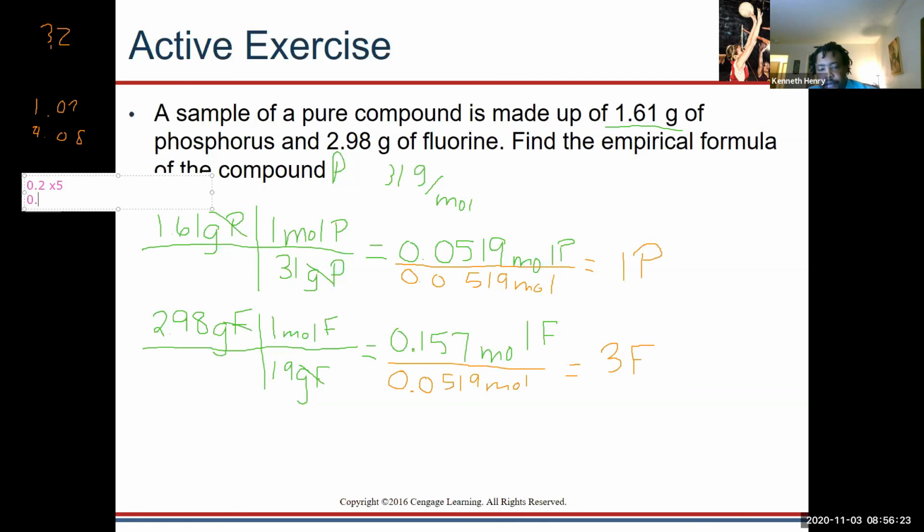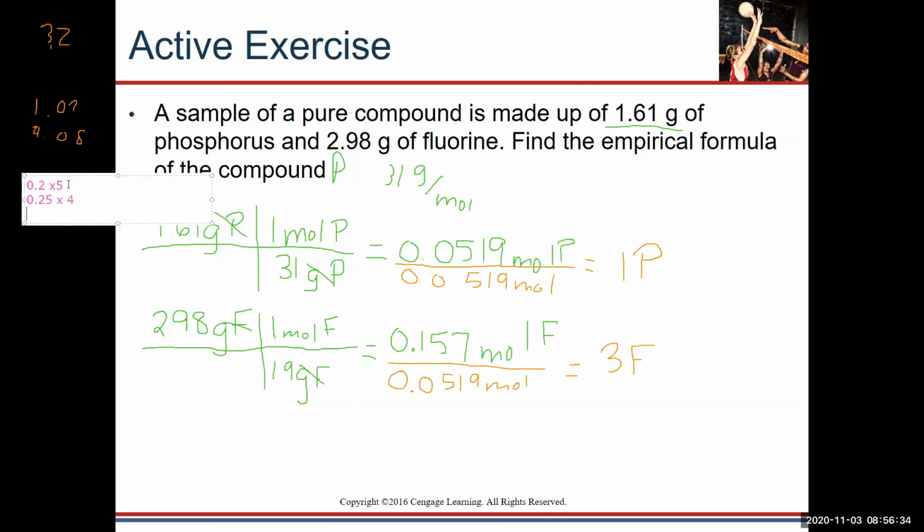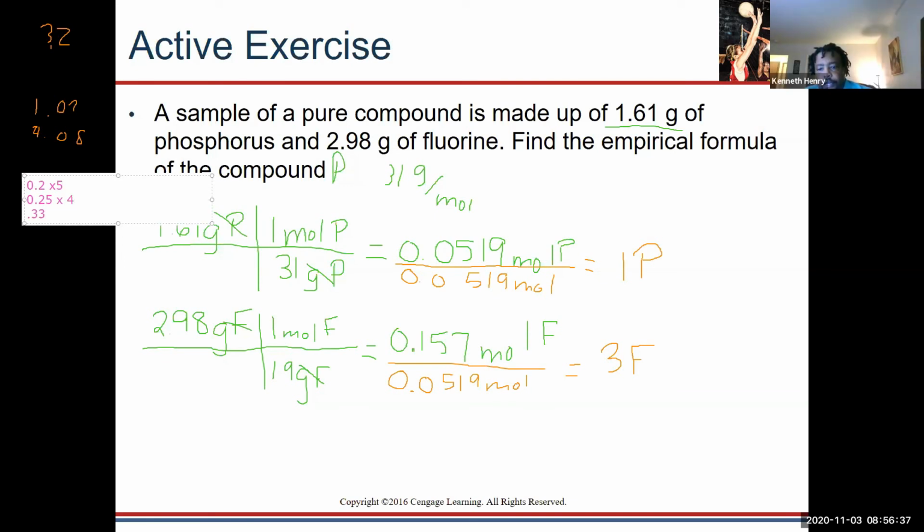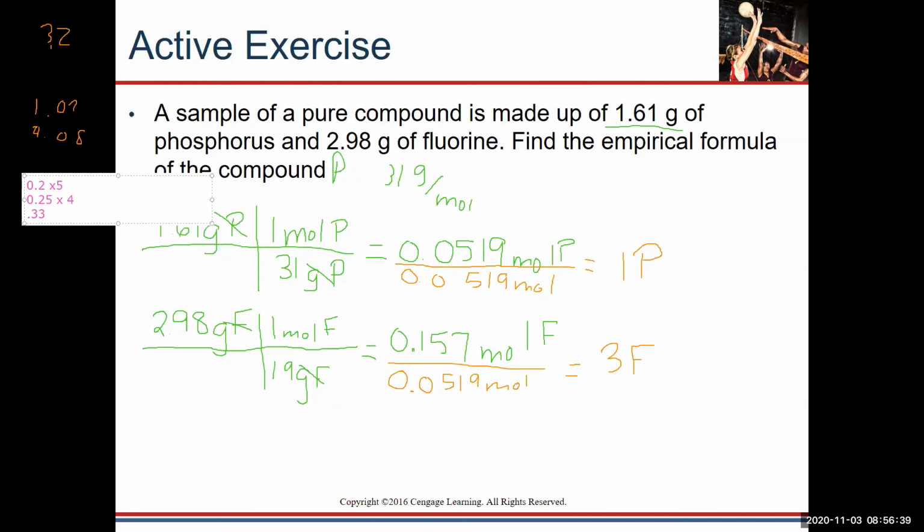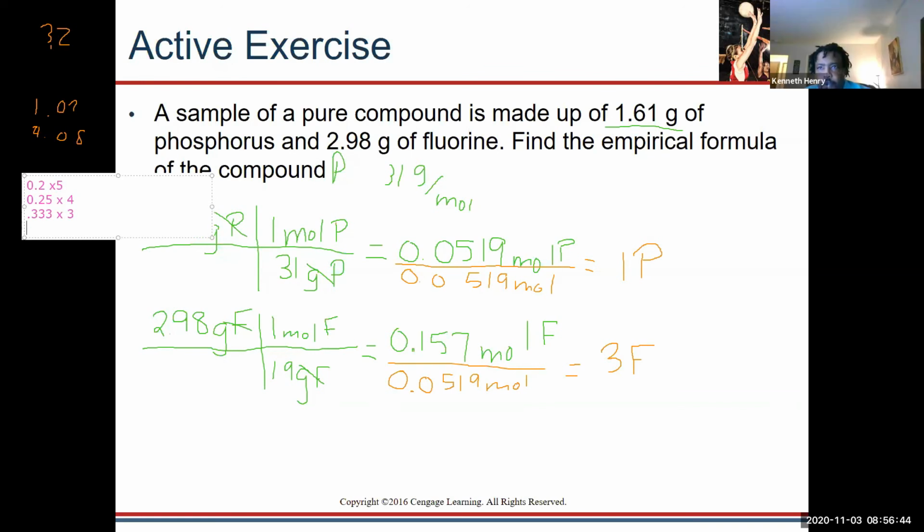So if I have 0.25, what am I going to multiply it by? 4. If I have 0.33, 3. If I have 0.5, 2.